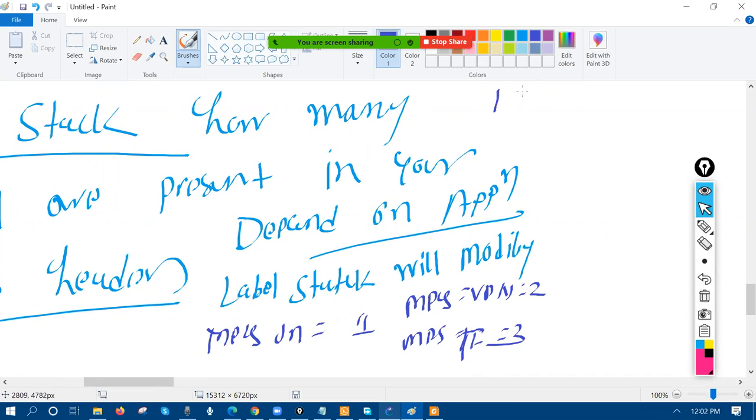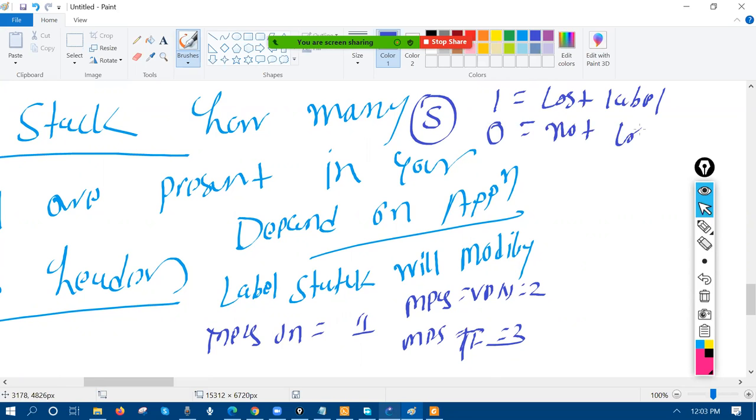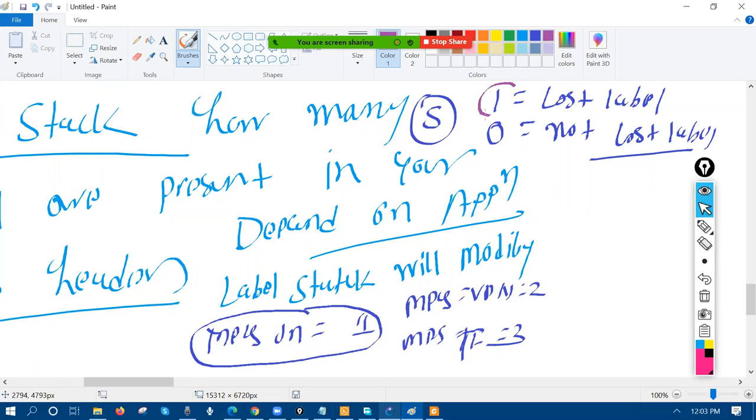If the stack bit is one, it means that this is the last label. If the bit is zero in the stack field, it means that this is not the last label. In MPLS Unicast, how many labels do we have? A single label. So in MPLS Unicast, everywhere you will find the stack bit is one. The stack bit is always set to one over here.